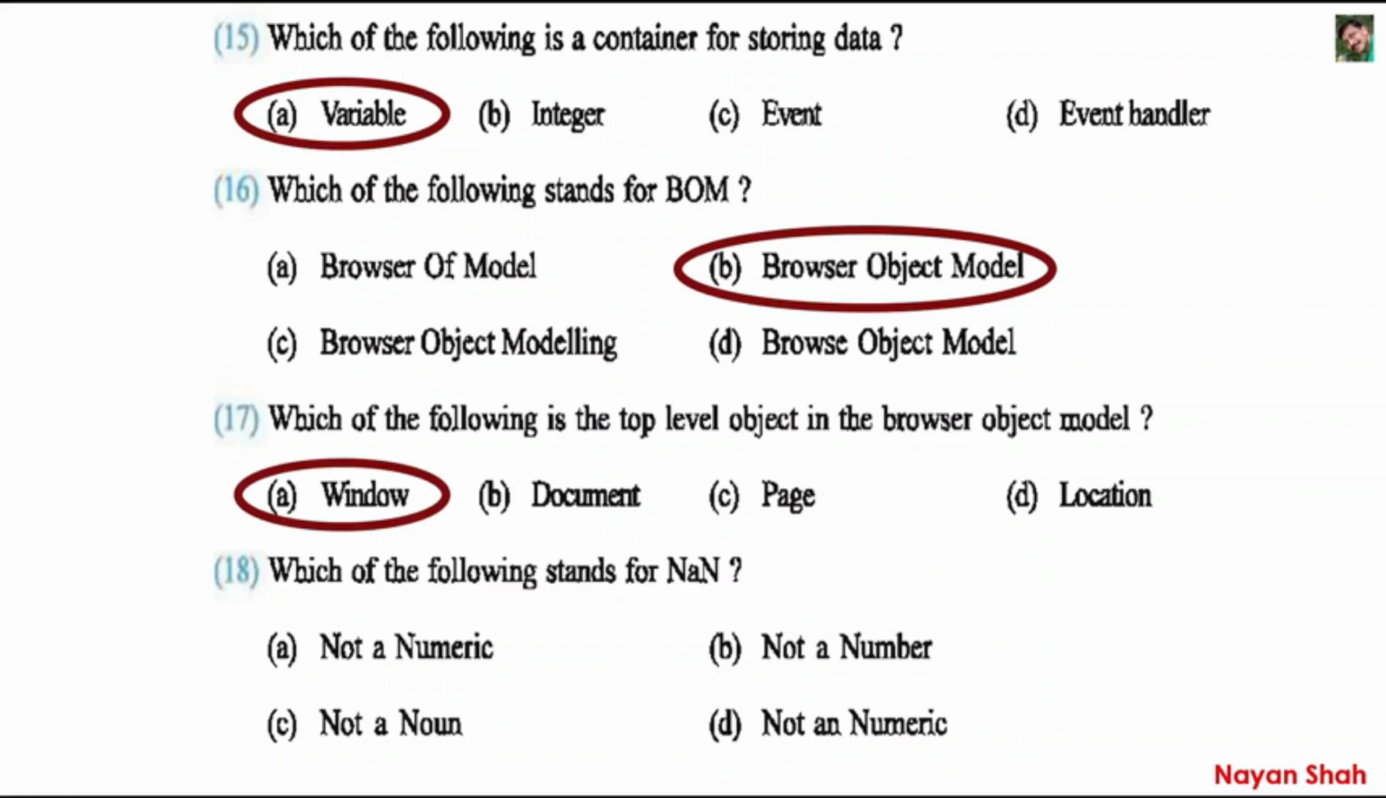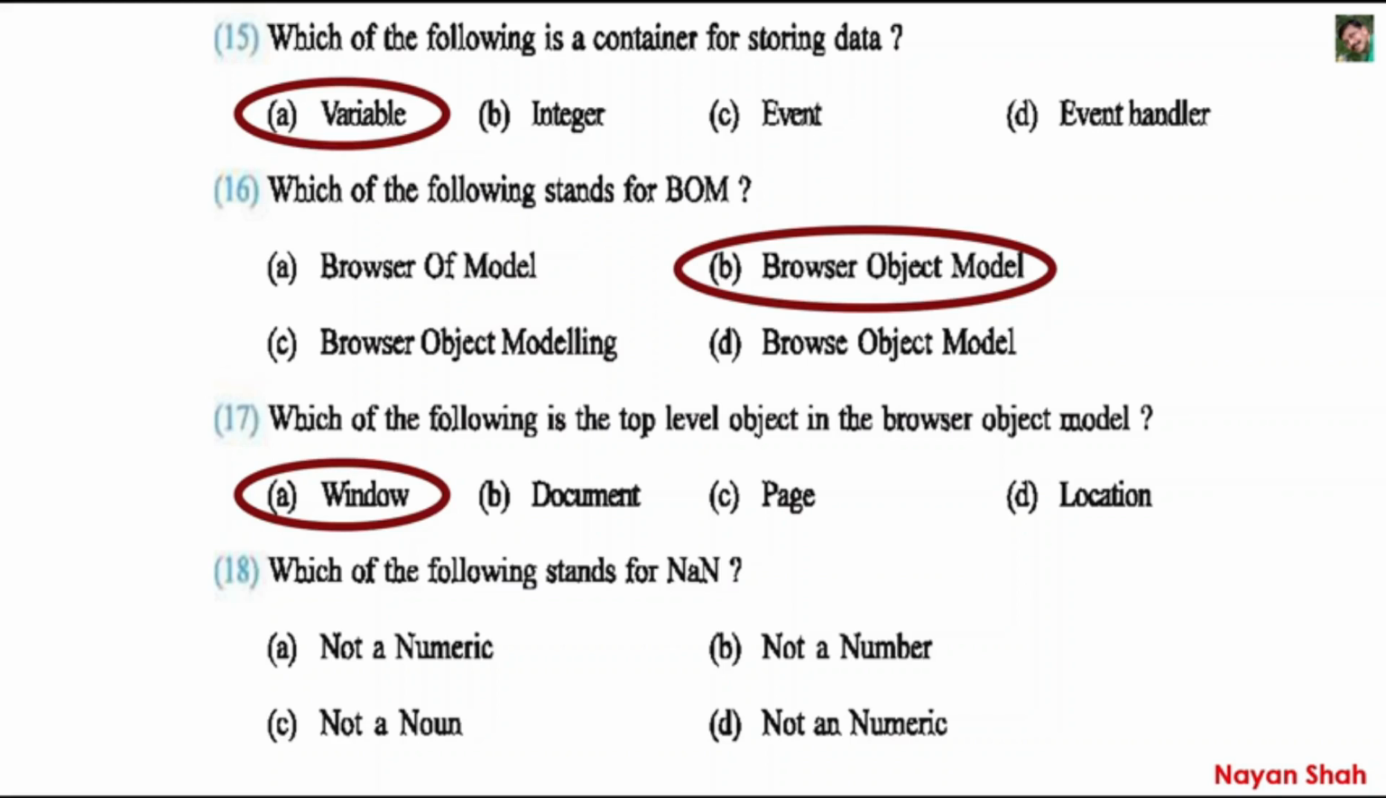Window is the topmost object in the browser object model, because when browser is open, we say browser window is open, Chrome window is open, Internet Explorer window is open, Firefox window is open. So we call it that window is the top level object of the browser object model. And then document comes inside that. And then form comes inside document. And then text box or password box or other things come inside form. So that is what is explained by the browser object model.